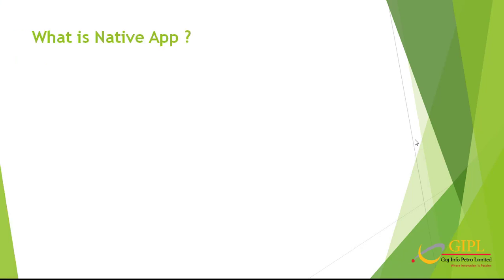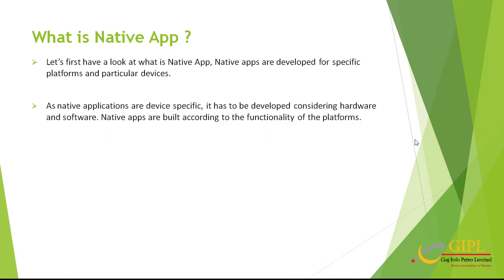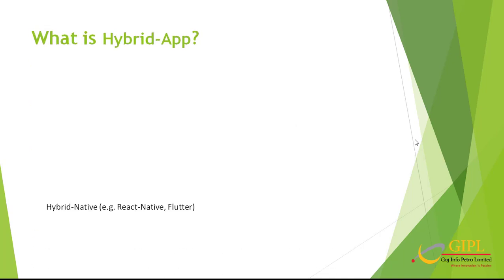Now what is a native app? Let's first have a look at what a native app is. Native apps are developed for a specific platform and particular devices. As native applications are device specific, they have to be developed considering hardware and software. Native apps are built according to the functionality of the platform. For instance, Apple's iOS uses Swift or Objective-C language to develop the application, while Android uses Java or Kotlin to develop native apps.